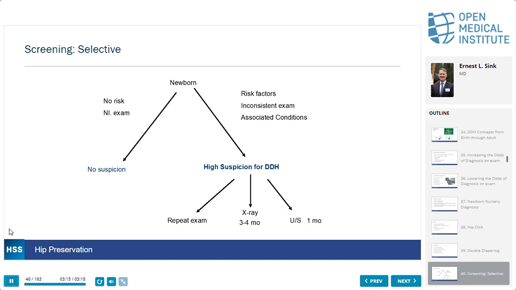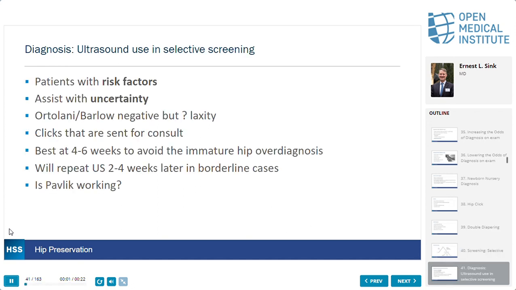Yeah. Well, great. So again, make sure risk factors, uncertainty, or the exam is negative, you're not really sure, clicks that are sent for consult. It's best at 4 to 6 weeks to avoid the immature hip overdiagnosis. I'll repeat the ultrasound 2 to 4 weeks later. I'm talking to somebody, you guys do this already, and you want to know if the Pavlik harness is working.